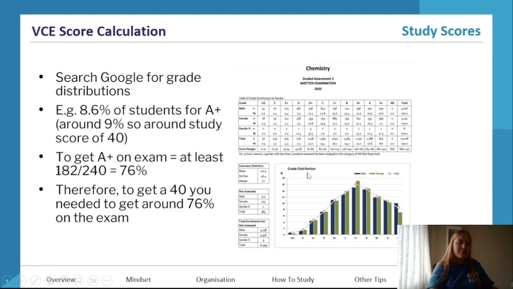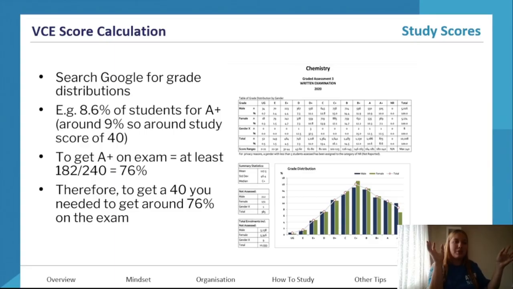But this chemistry grade distribution reflects the same standard bell curve distribution, pretty much the same, because look here, about 8.6% of students scored in the A plus range, around 9%. So all of these students that got this A plus will be in the study score range of 40 to 50, depending on how many marks exactly it was when they calculated it.